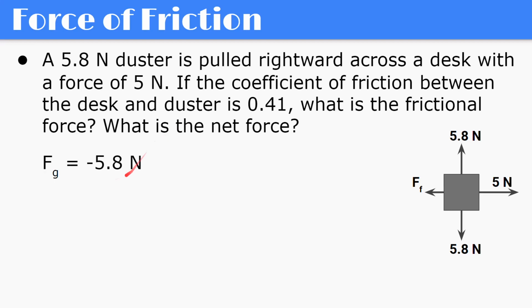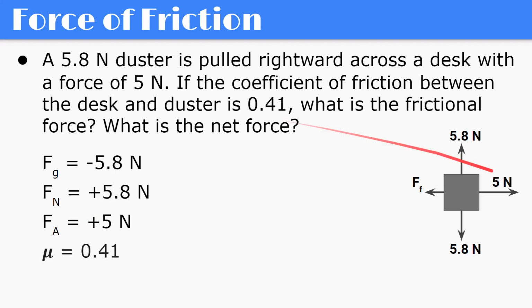So let's label our givens. I know the force of gravity is negative 5.8 newtons. I can see in the picture that it's negative, so I went ahead and labeled it negative. I know Fn is positive 5.8. Again, I can see that it's upward, so I went ahead and labeled it positive. I know my applied force is positive 5.